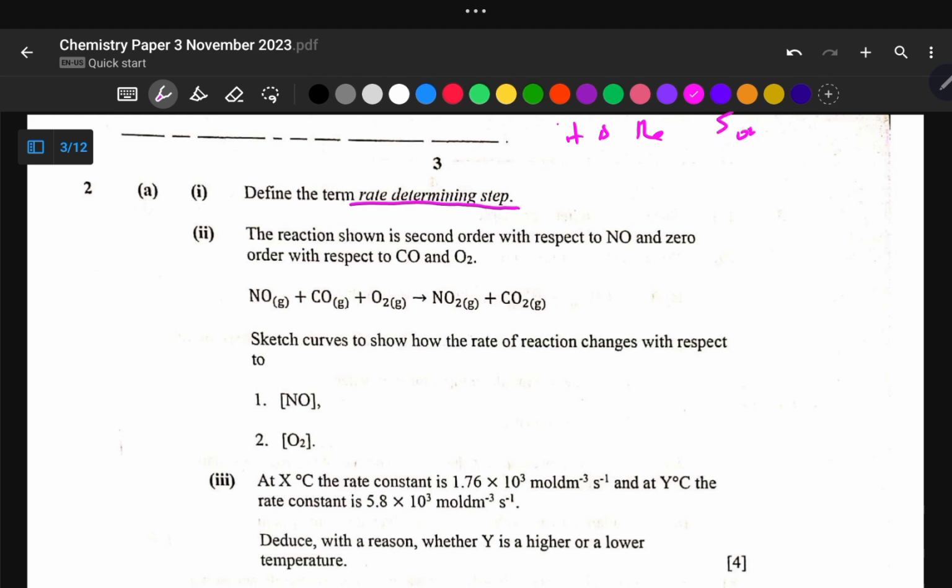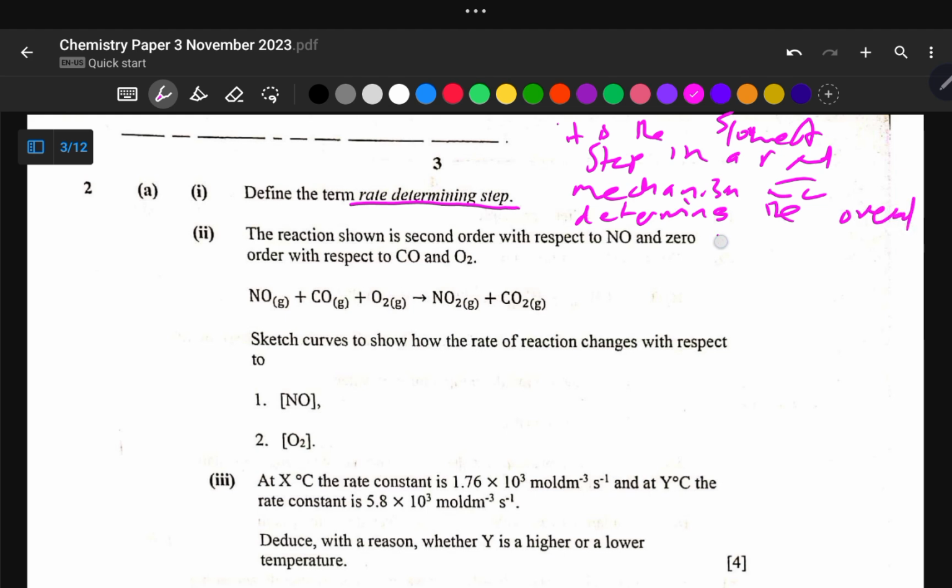So it is the slowest step in a reaction mechanism which determines the overall rate of a reaction. So this is the definition, and we also have to define the term order of a reaction. Order of a reaction is defined as the power to which the concentration of a reactant is raised in a rate equation.